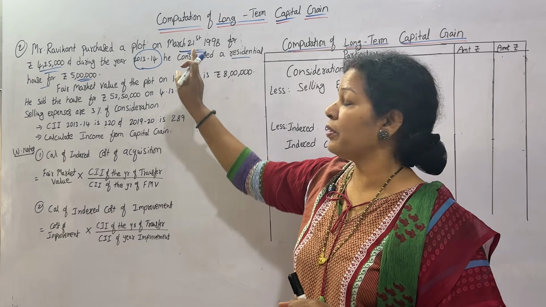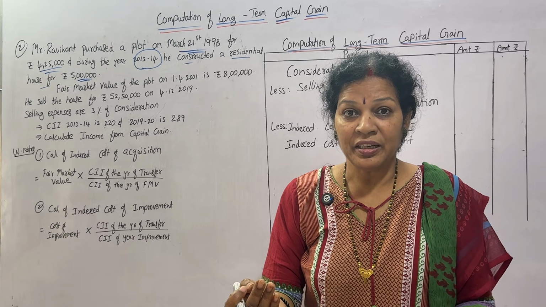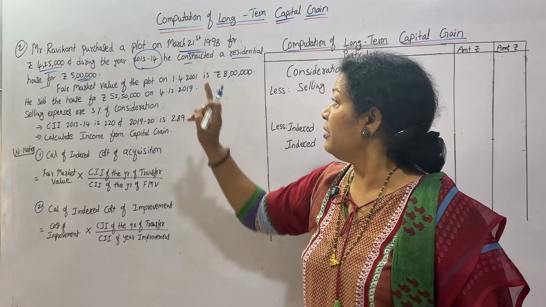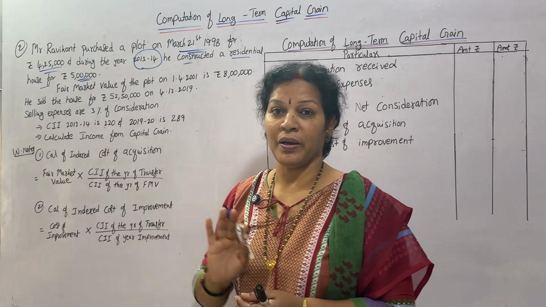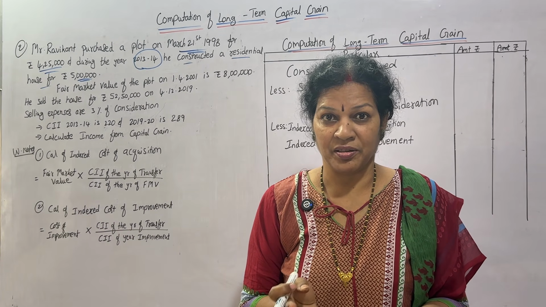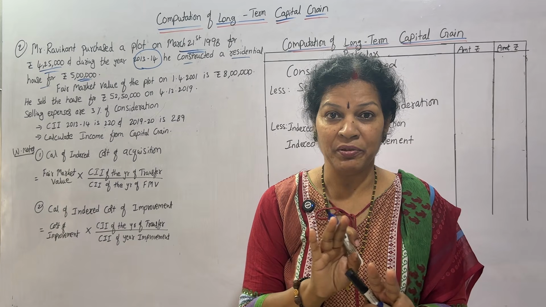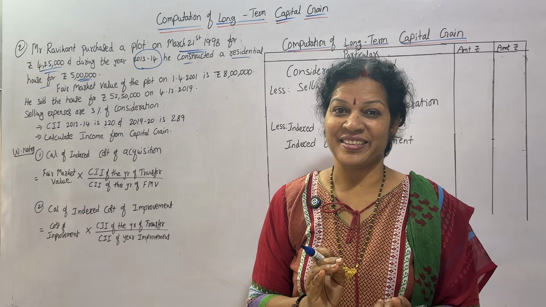He purchased the asset for 4,25,000, that is okay, but later, in 2013 to 14, he constructed a house, and the cost at that time is 5 lakh rupees. This is the improvement cost. Point to be noted. Nobody will tell you that 5 lakh is the improvement cost. You need to understand. Okay, up to here.